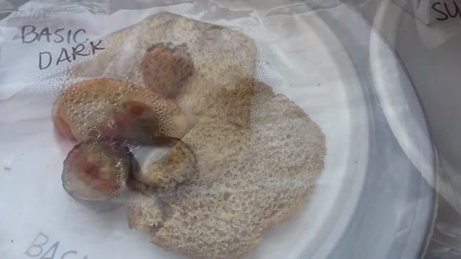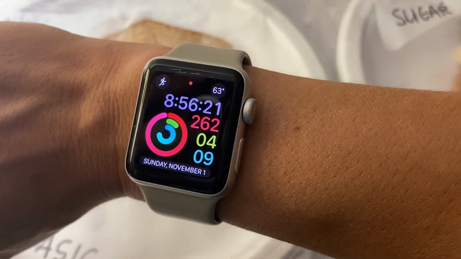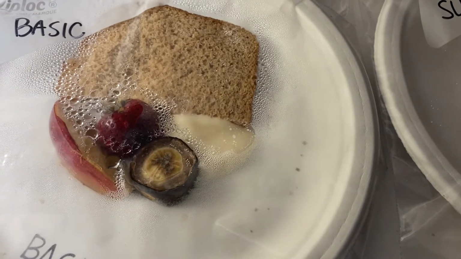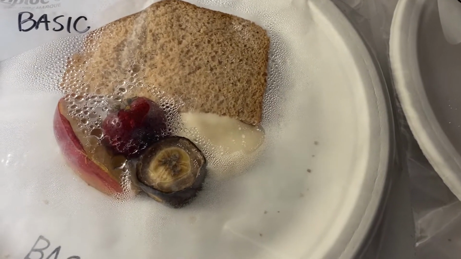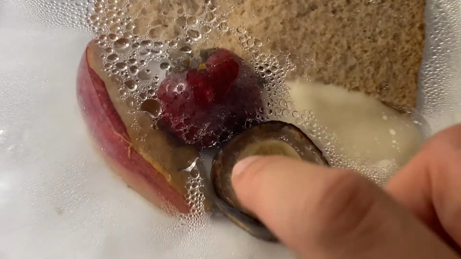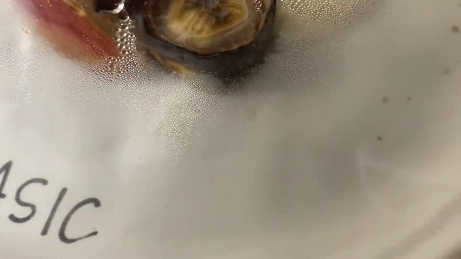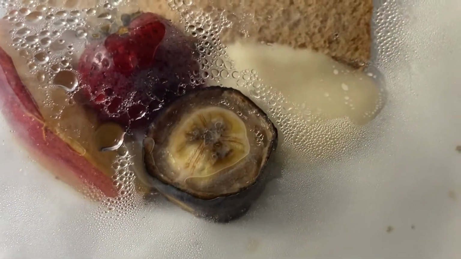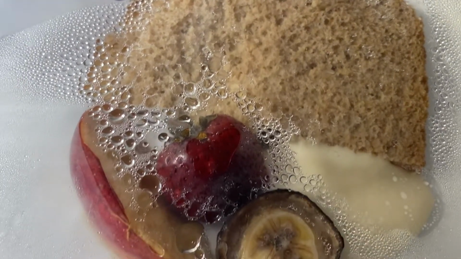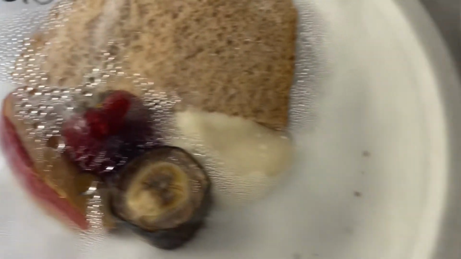Stay tuned for tomorrow. Day 7, 8:56 on Sunday, November 1st. I apologize, we do not have a day 6. It was Halloween and I didn't get a chance to film. So let's look at the basic. If we get really close here, you can definitely see 2 little spots there, 2 little mold growths. And nothing else on this one.